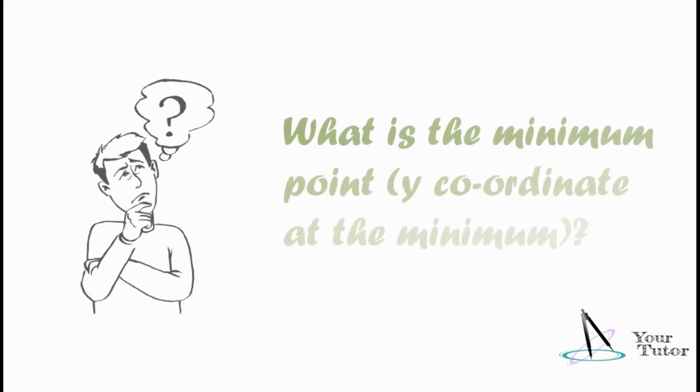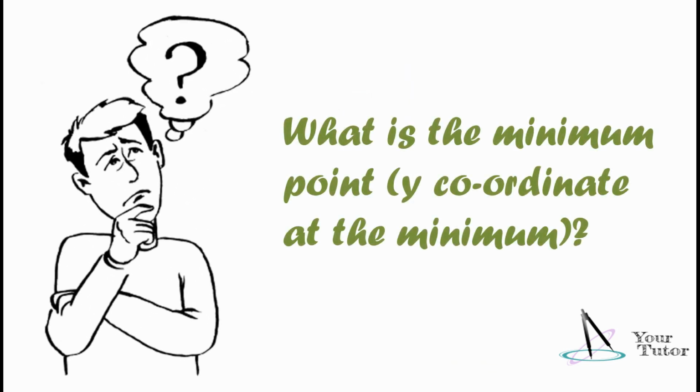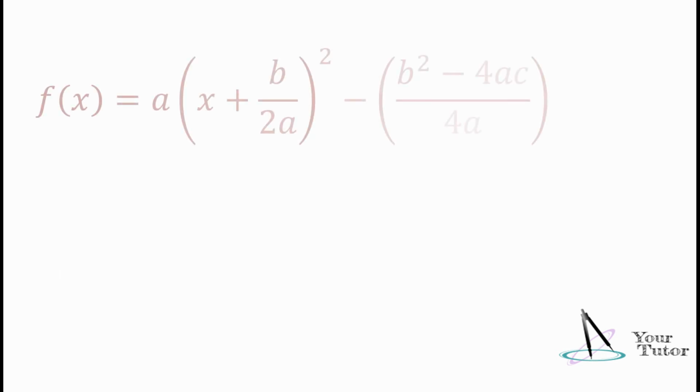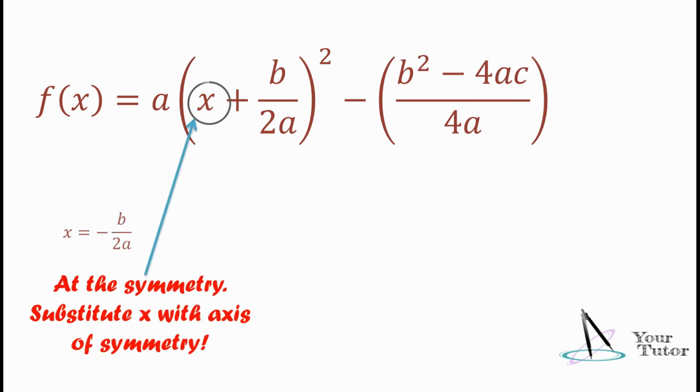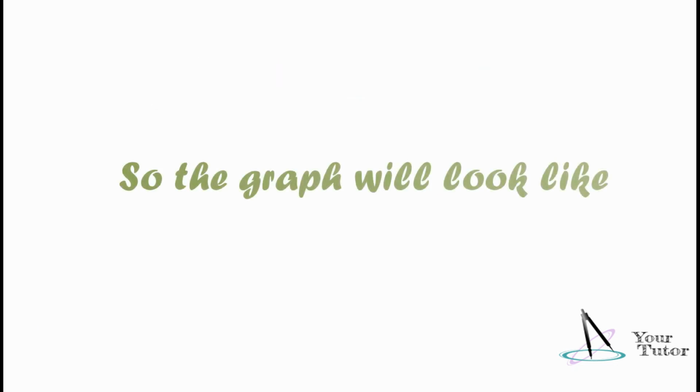What is the y-coordinate of the turning point? Here, minimum point? The minimum or maximum has to be on the axis of symmetry, right? So equate x with the axis of symmetry. So, f of negative b divided by 2a is equal to negative b to the power of 2 plus 4ac, divided by 4a. We have all necessary information now.